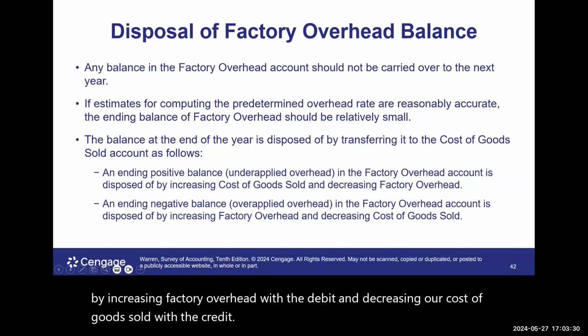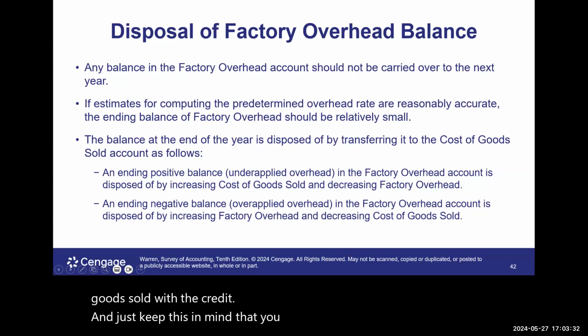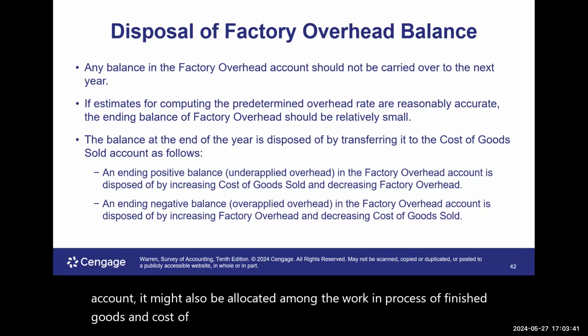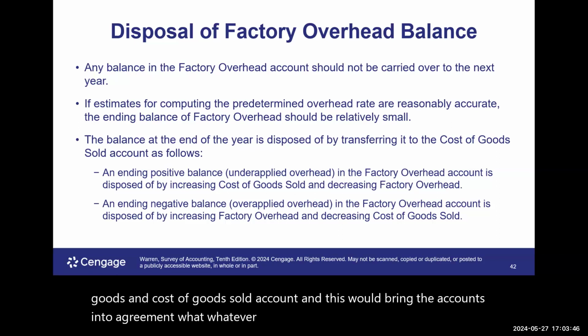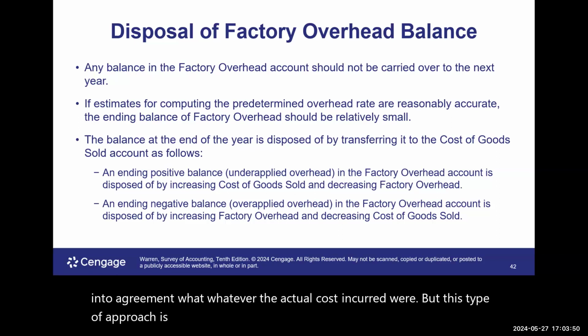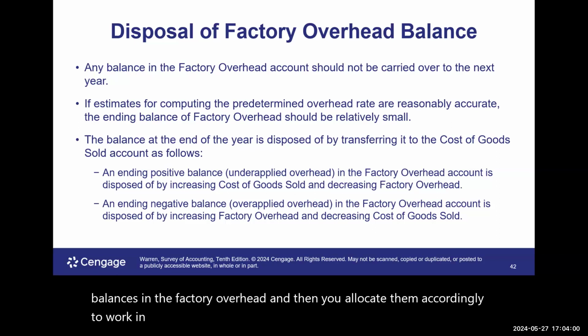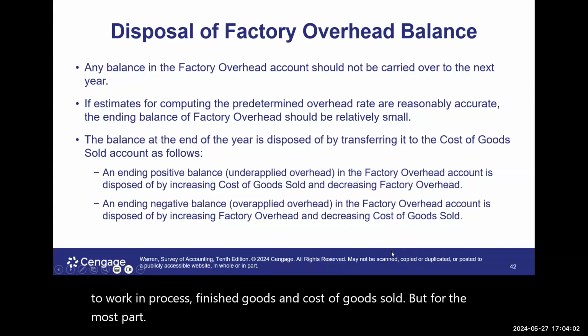And just keep this in mind that the ending balance in the factory overhead account might also be allocated among the work in process, finished goods and cost of goods sold accounts. And this would bring the accounts into agreement with whatever the actual costs incurred were. But this type of approach is rarely used, and it's only required if there are very large ending balances in the factory overhead, and then you allocate them accordingly to work in process, finished goods, and cost of goods sold. But for the most part, everything is transferred to cost of goods sold.